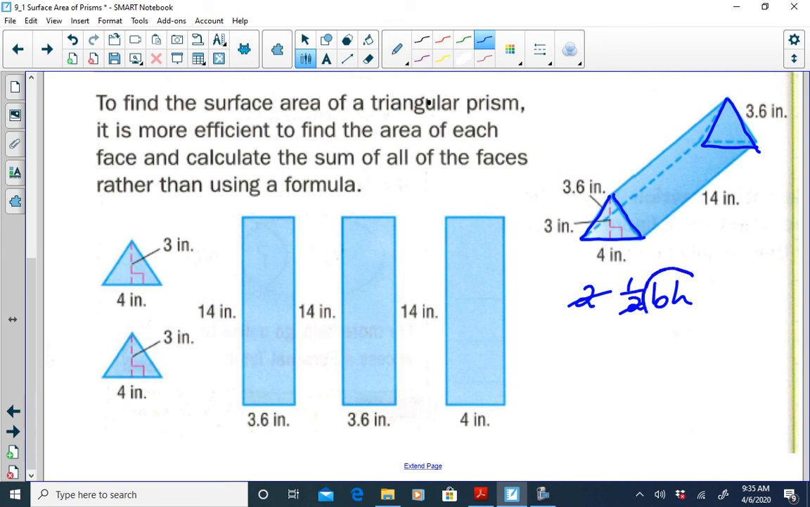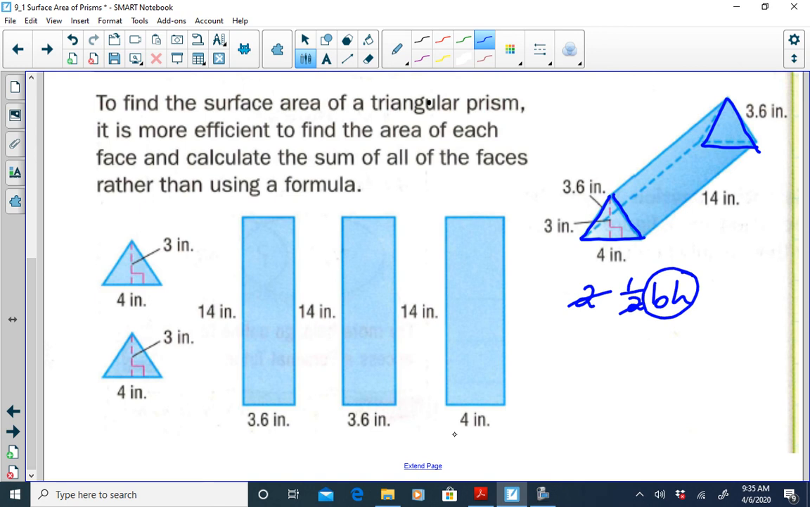All right? So that's going to be a big part of our formula. You'll see me do that over and over again. I will take 1/2 base times height and multiply it by 2, but then you'll see me cancel those 2's out. And then we just have the area of 3 rectangles, which you guys have been doing probably since 4th grade. So we find the area of the 3 rectangles, we find the area of the 2 triangles, and we put all of that together, and that's going to be our surface area.